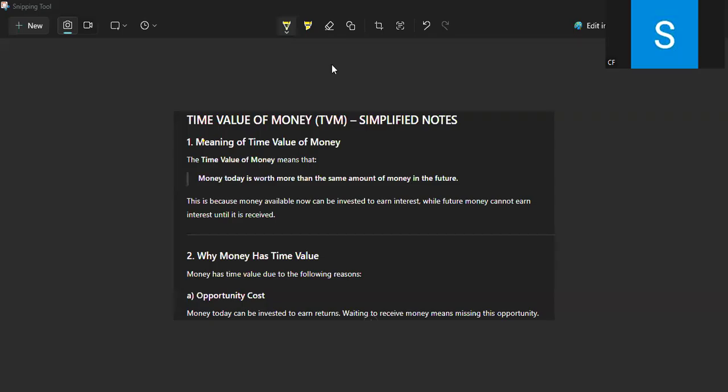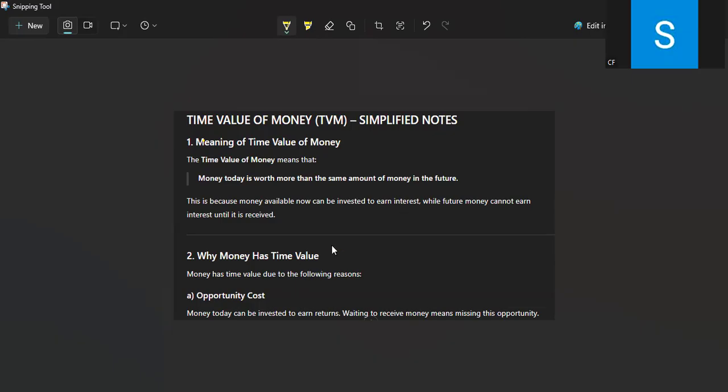Time value of money looks at the fact that time is money, and money today is worth more than the same amount tomorrow or in the future. This is because what we have available now can earn interest, whilst the future cannot earn interest until it is received.